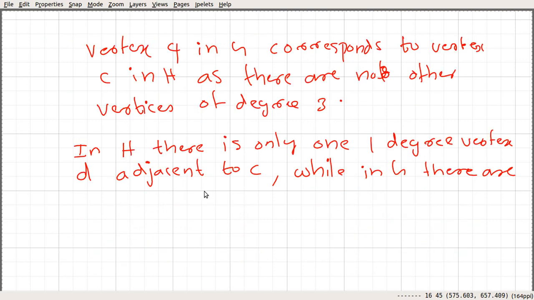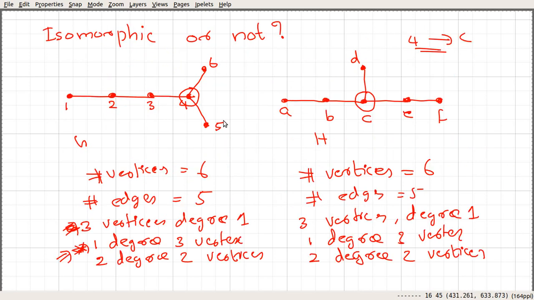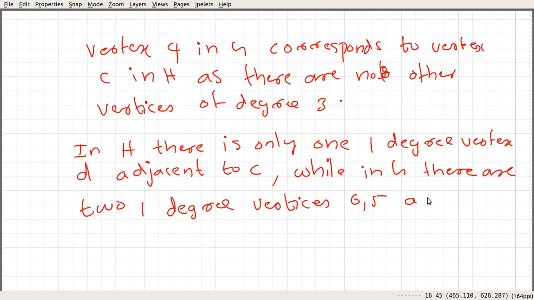While in G there are two degree 1 vertices, 6 and 5, adjacent to 4. Because of this reason, G and H are not isomorphic. And that's it.